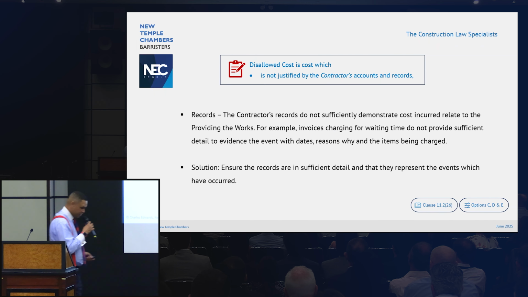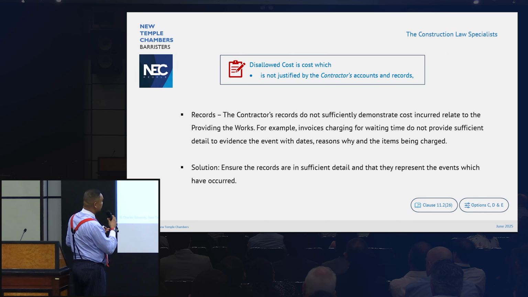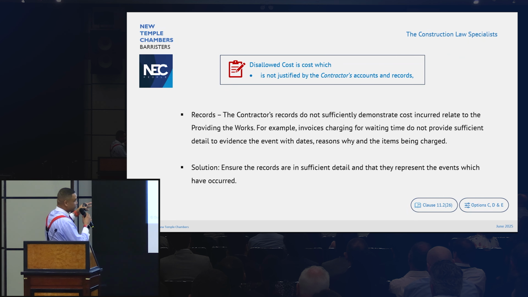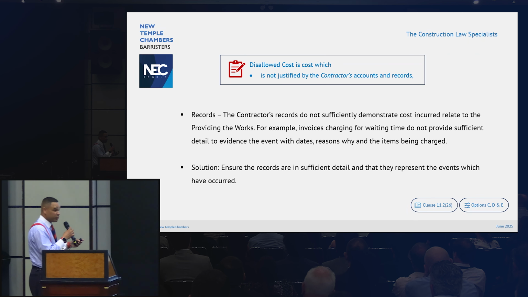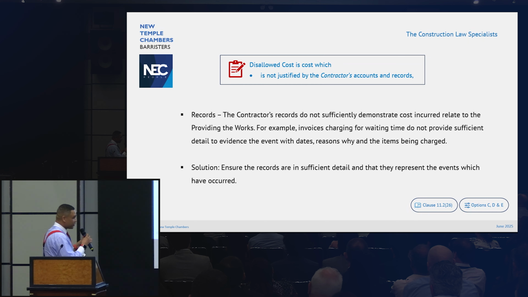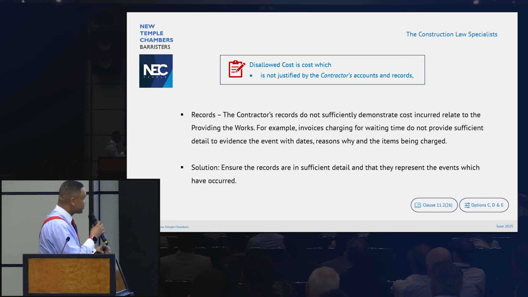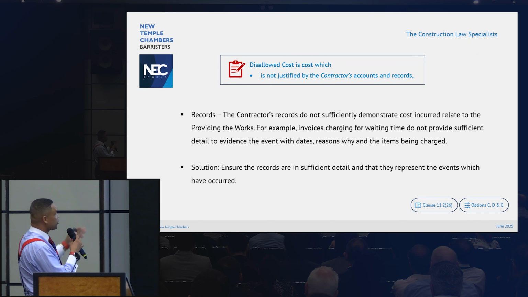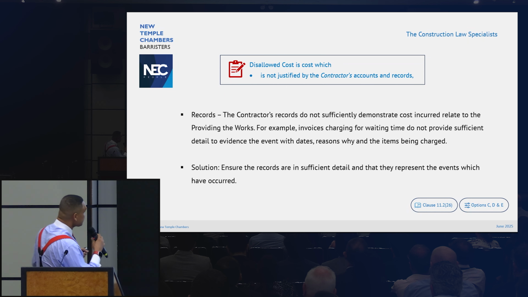So what is disallowed costs? Now, what I've done is to take each of the provisions out of the contract, and then I've given a brief narrative to each of them, which we can pick up in discussions later on if everyone's got different views, I'm sure, which is a topic that we could debate for many hours. But in terms of disallowed costs, it's costs which are not justified by the contractor's accounts and records.